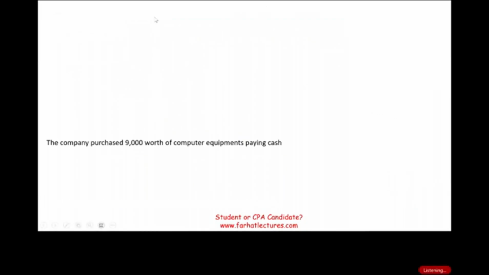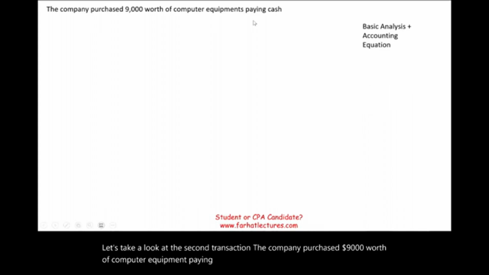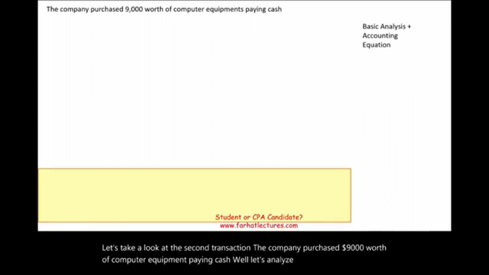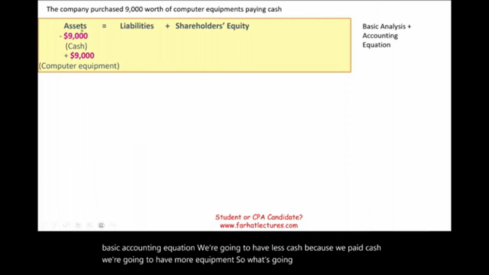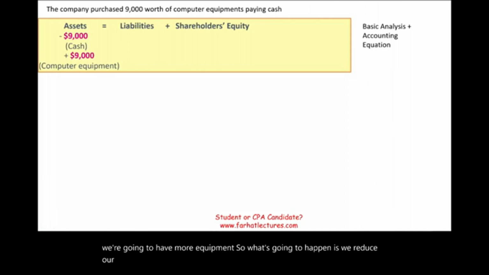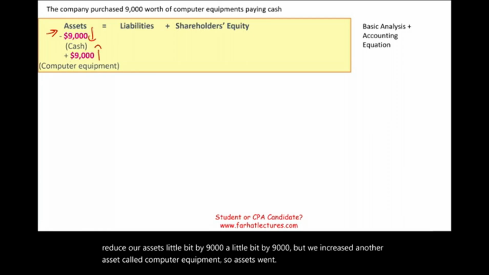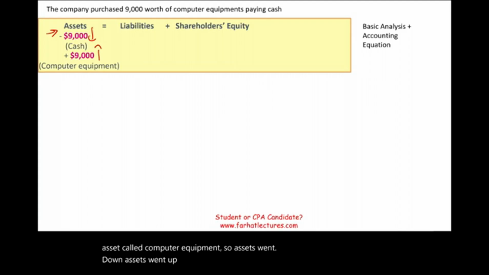Let's take a look at the second transaction. The company purchased $9,000 worth of computer equipment paying cash. Well, let's analyze this transaction using the basic accounting equation. We're going to have less cash because we paid cash. We're going to have more equipment. So we reduce our assets by 9,000, but we increased another asset called computer equipment. So assets went down, assets went up. Guess what? The accounting equation would remain in balance.